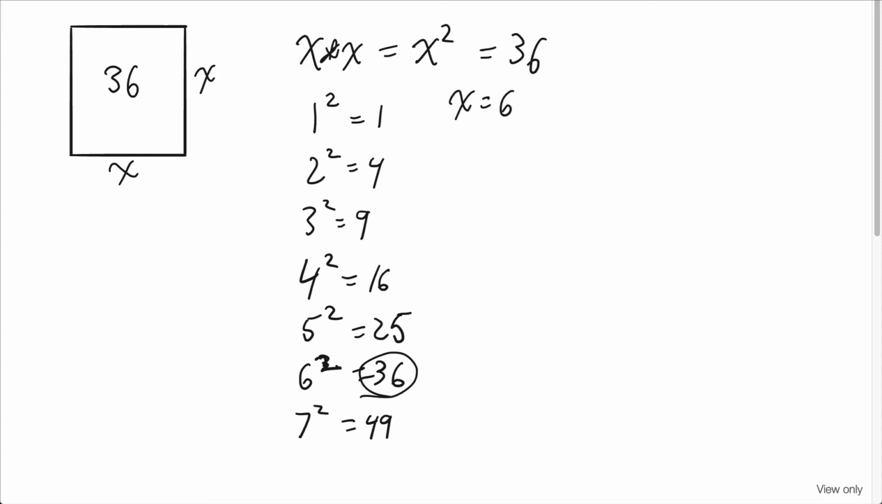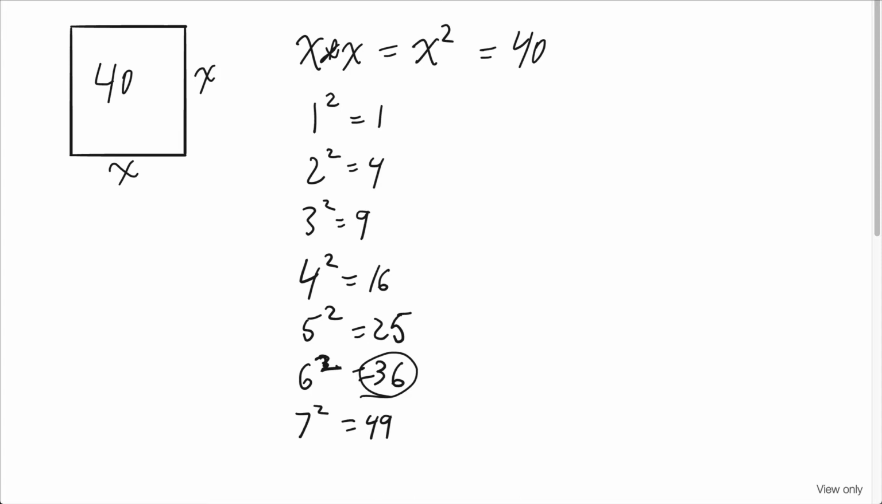Now, what happens if a number is not the square of an integer? There is a number whose square it will be, but we need a little bit more work to figure it out. So let me erase some of this stuff. And now let's do another. Let's say the area is 40. So what would be the square root of 40? We want x squared equal to 40.